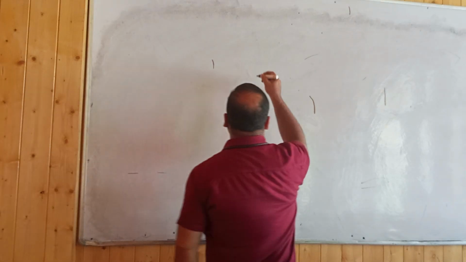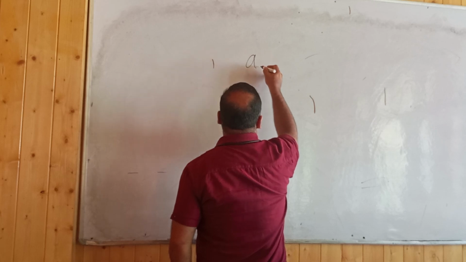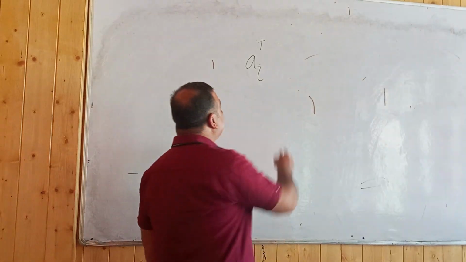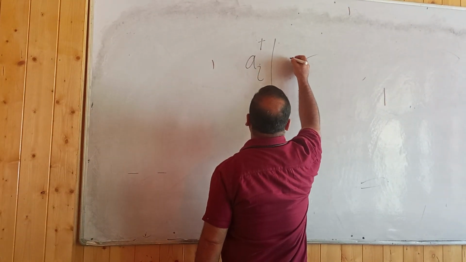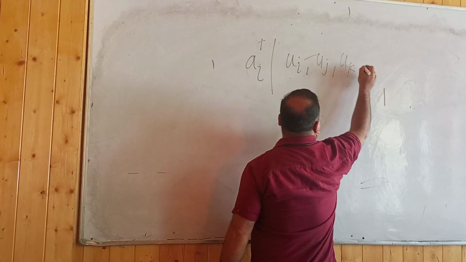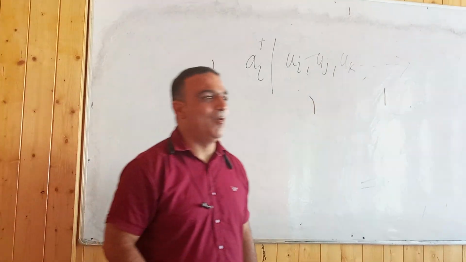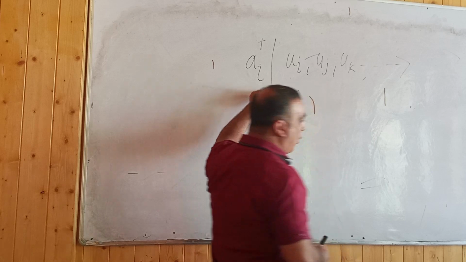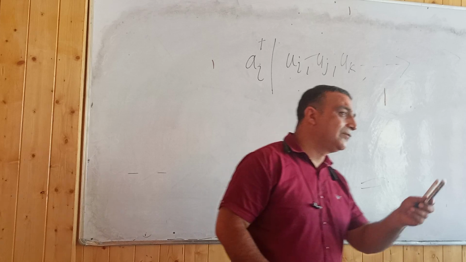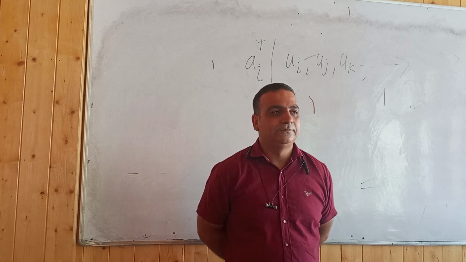What does that mean? Suppose I have ai dagger, and it is acting on a system, say Ui, Uj, Uk, and so on and so forth. Come on, tell me what will be the result of this creation operator on this quantum state? Yes? Come on.